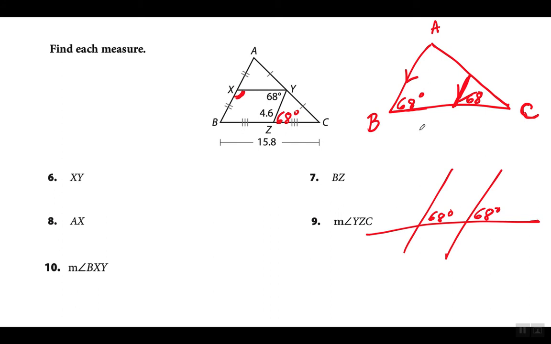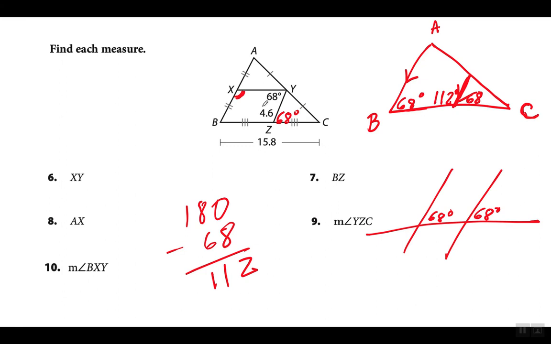Okay, and actually, I think I just thought of an easier way. All right, so one more thing. Right here, this is a straight line. So this 68 degrees is a linear pair with this angle right here. A linear pair means that together they add up to 180. So 68 plus what equals 180? If I subtract 68 from 180, I'm going to get 112. All right, so this angle is 112.